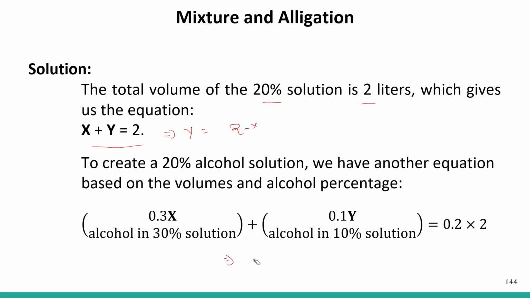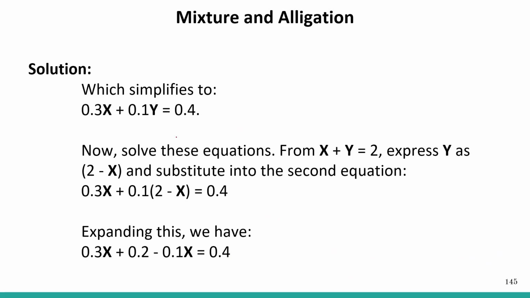0.3 into x, 30%. So 0.3x plus 0.1 into what? 2 minus x, that is equal to 0.2 minus 0.1x is equal to 0.4. So this implies that 0.2x is equal to 0.2. So this implies that x is equal to 1. Okay, so y will be equal to 1, because x plus y is equal to 2, right?